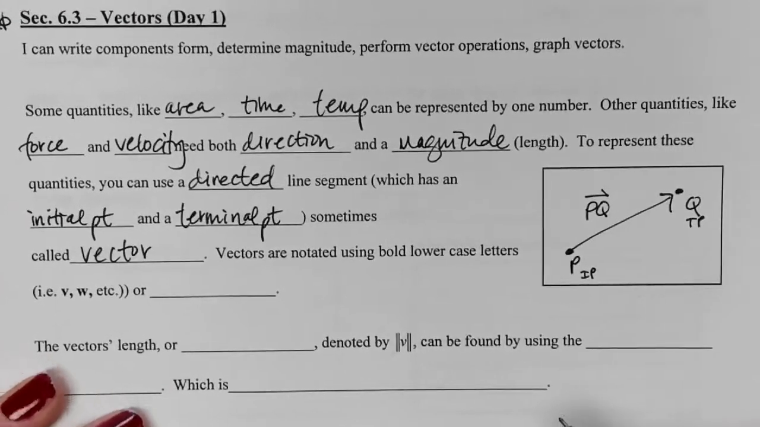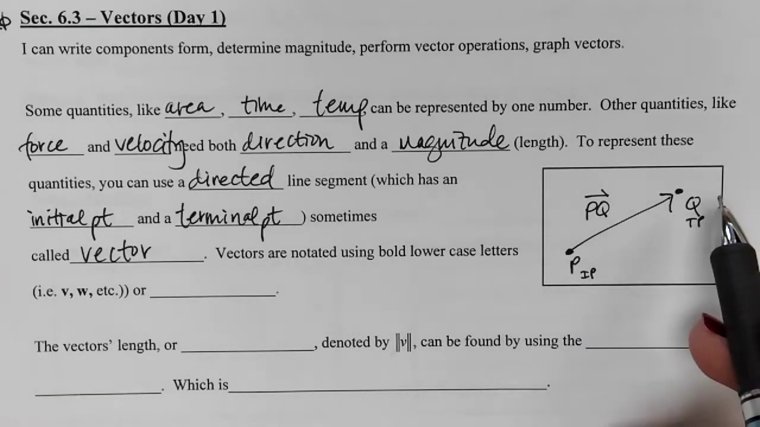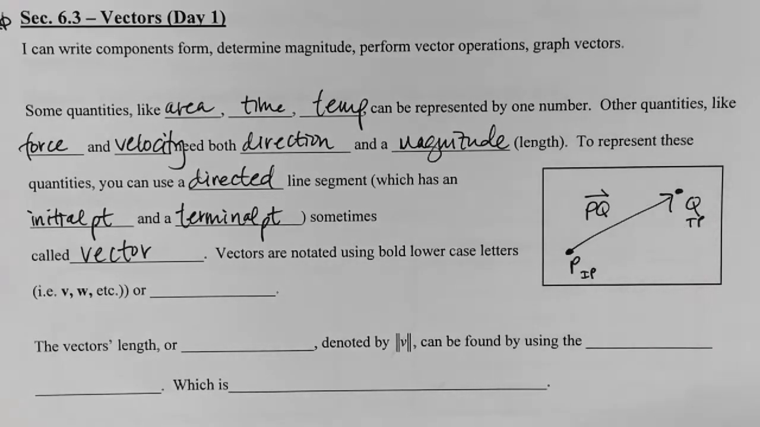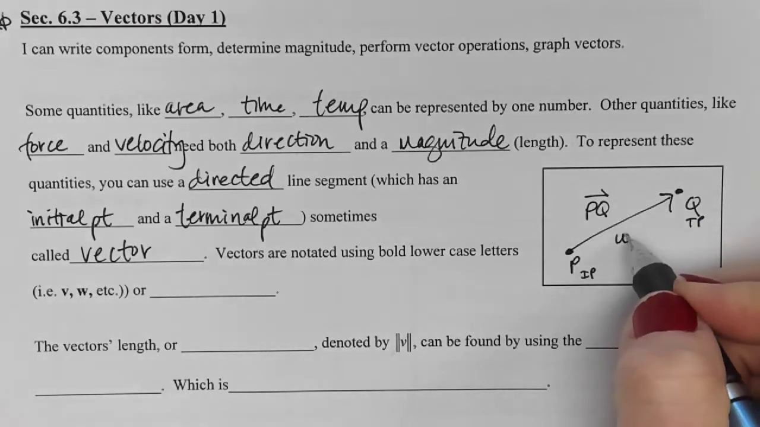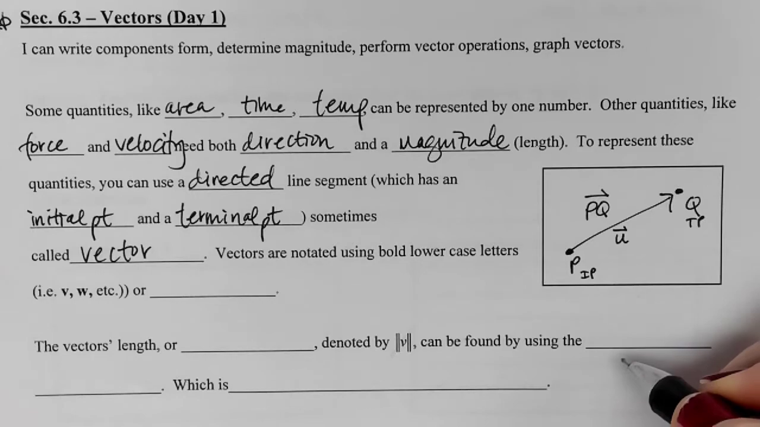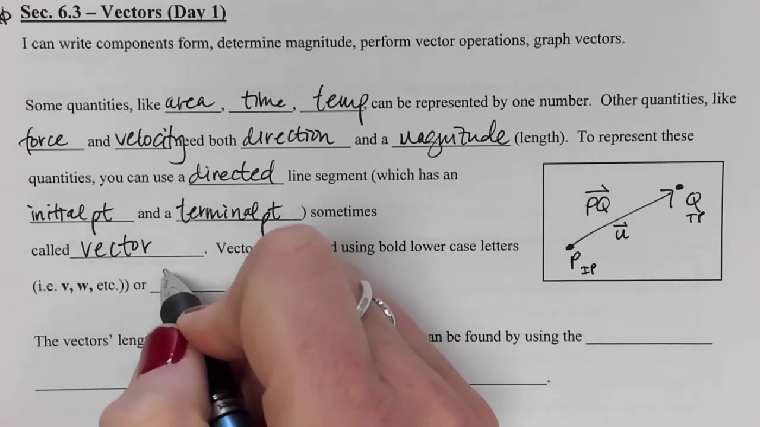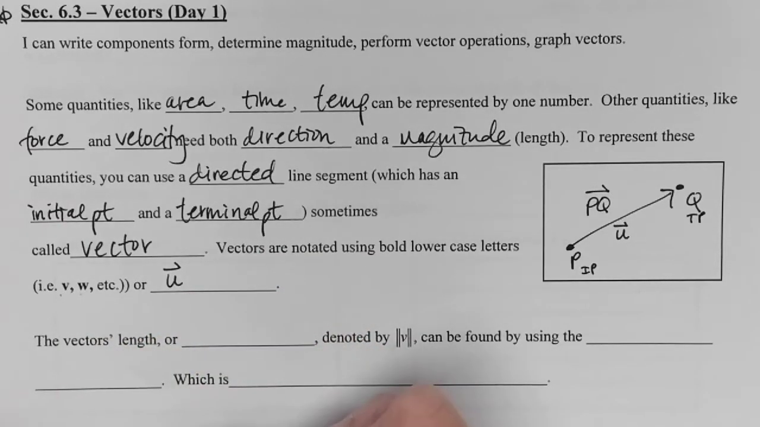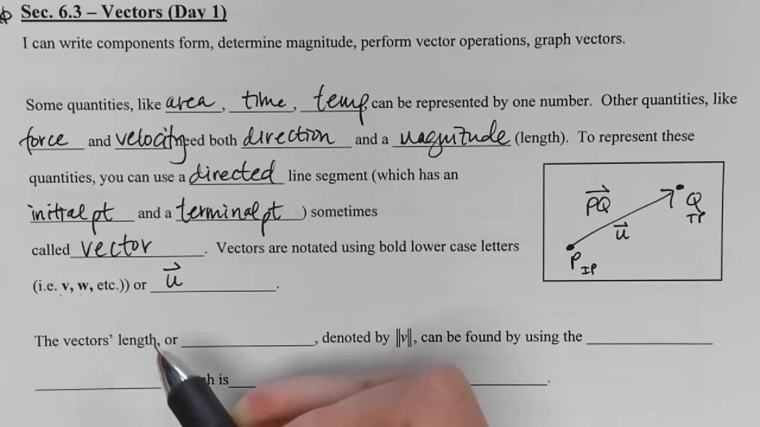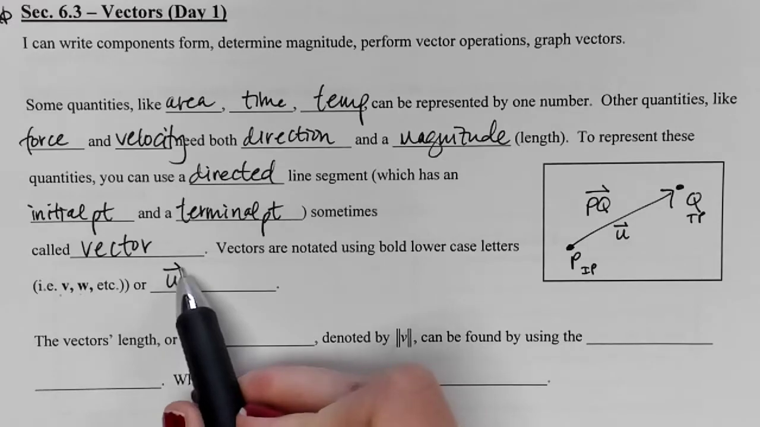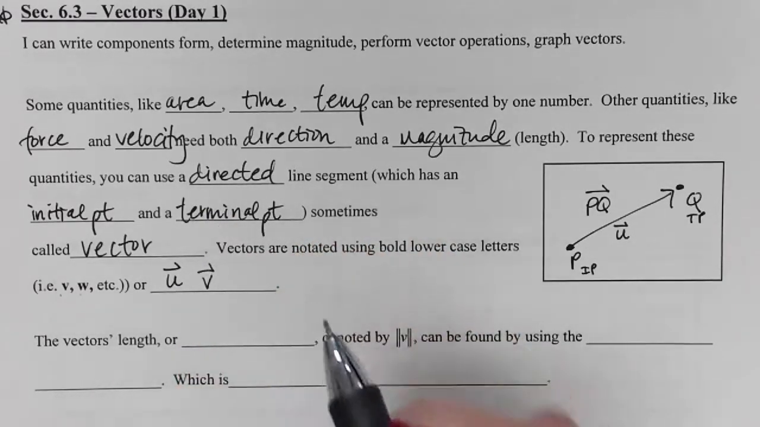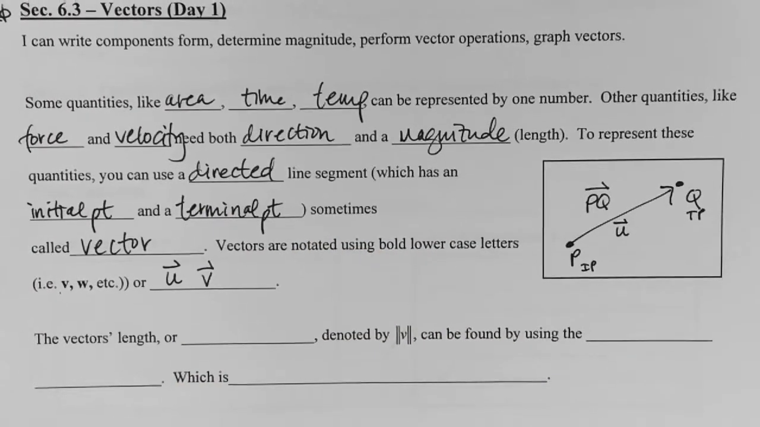Another way to do it, if you're on a picture that doesn't necessarily have the starting and ending letters, this might just be vector u, maybe in some other problem or book, and we'll do some like that. As long as they're bolded, or since you don't really have a bold pen when you're taking notes, you would just do a letter with a vector arrow above it. So that's how you do notation for vectors.